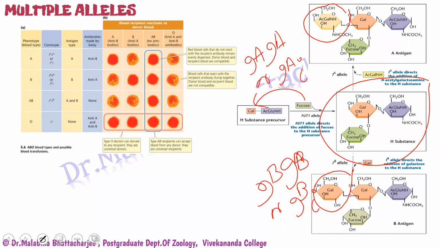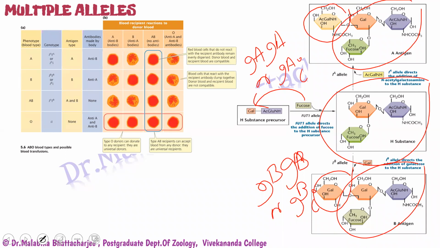Remember that both the A blood group and the B blood group have this precursor molecule present in their blood. Hence, if they get blood from O, which contains only the H substance, no reaction occurs because in their body also they have this precursor H substance. And hence O is referred to as the universal donor.